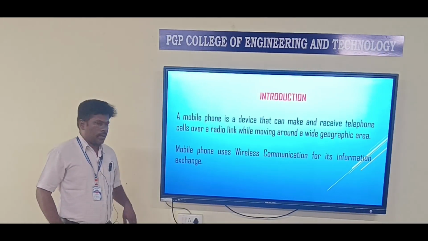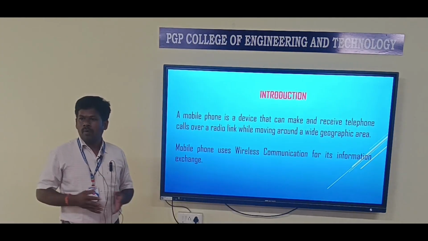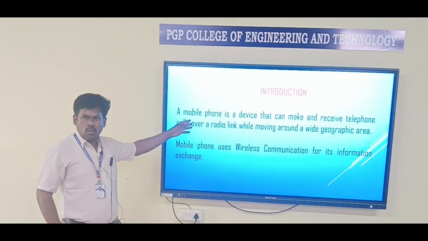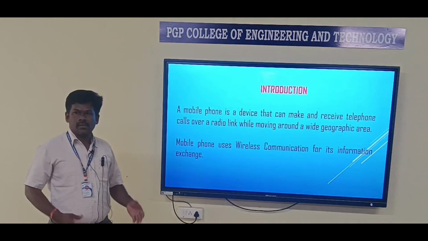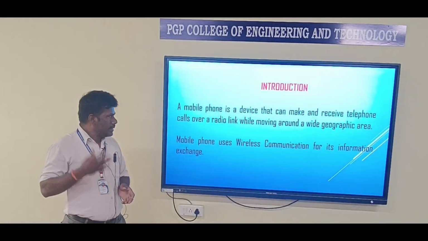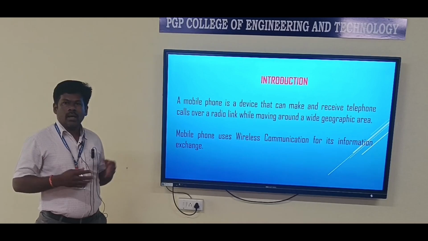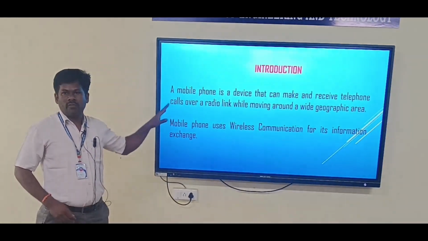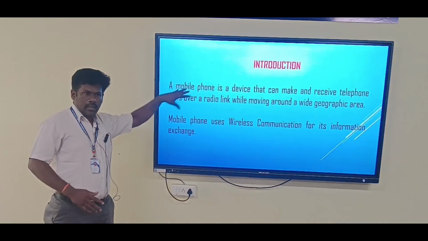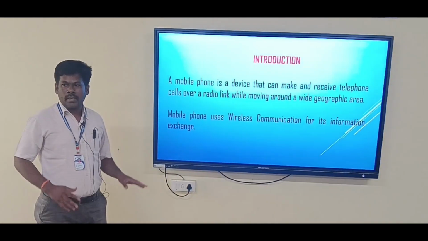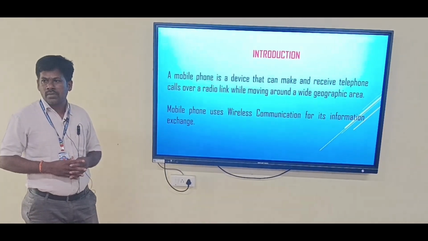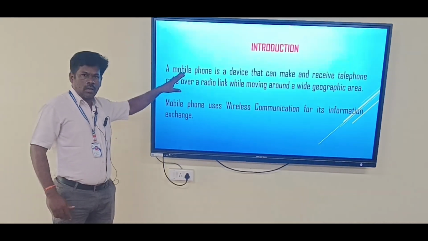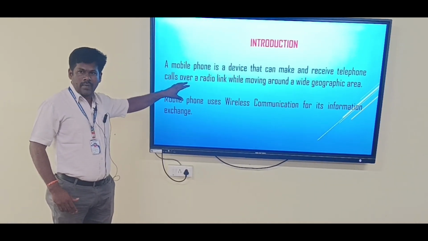Everybody obviously knows how the mobile phone works, but anyhow I'm going to define it. The mobile phone is a device that makes and receives telephone calls via radio link in a geographical area. What actually completes the process is that we are exchanging and sharing information through this portable device.